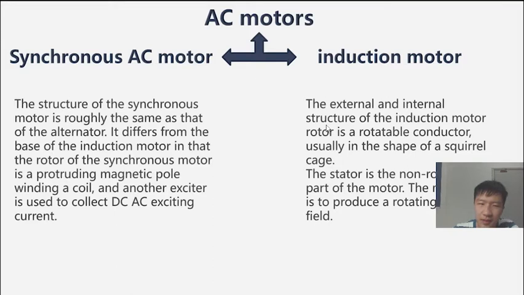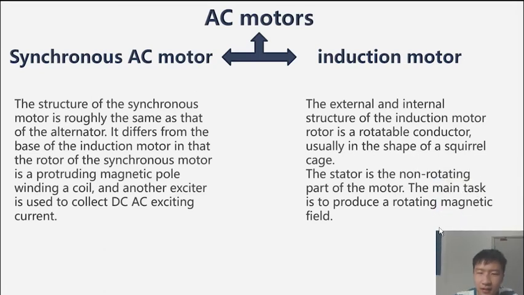And the other type is the induction motor. The rotor of the induction motor, in both its external and internal structure, is a rotatable conductor, usually in the shape of a squirrel cage. The stator is the non-rotating part of the motor, and its main task is to produce a rotating magnetic field.